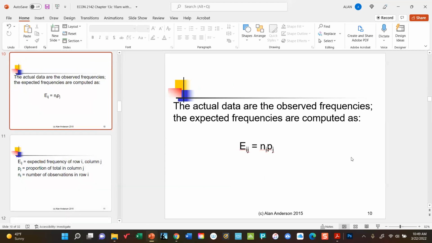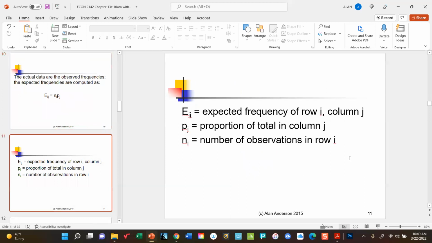All right, now we're going to need some terminology here. We're going to let n represent the number of observations in a given row. Okay, ni is the number of observations in that row. Eij, of course, is the expected frequency if we're in row I, column J, and then Pj is the proportion of the total number of observations that belong in a given column.